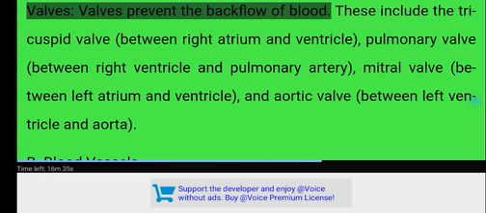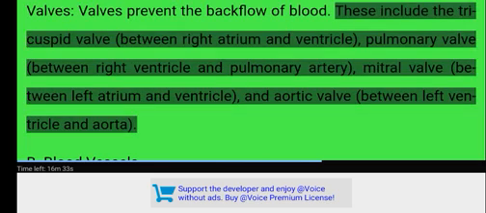Valves prevent the backflow of blood. These include the tricuspid valve between right atrium and ventricle, pulmonary valve between right ventricle and pulmonary artery, mitral valve between left atrium and ventricle, and aortic valve between left ventricle and aorta.